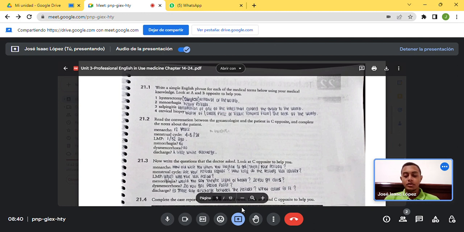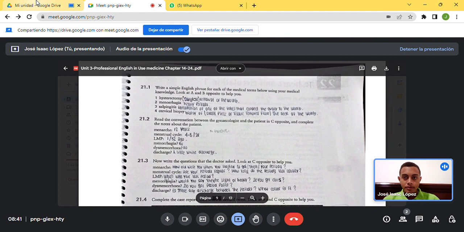Next, dysmenorrhea. Do you get period pains? O sea, tienes dolores durante el periodo. Discharge. Patient said, is there any discharge between the periods? What color is it? The doctor asks. Is there any discharge between the periods? What color is it? Patient said, it's white.